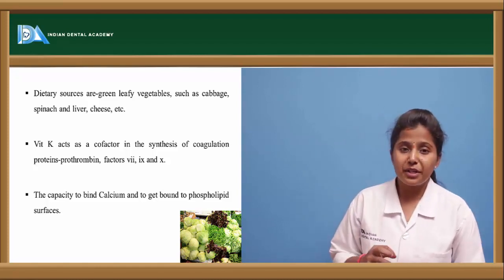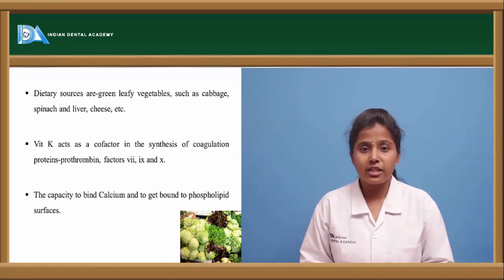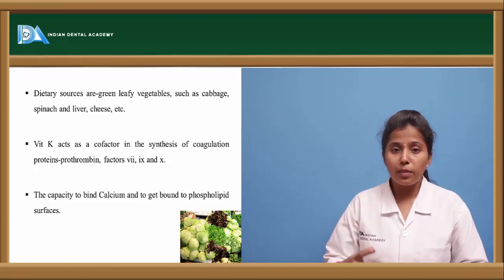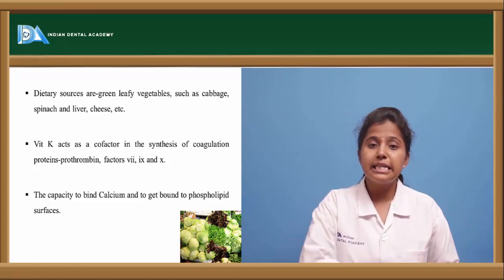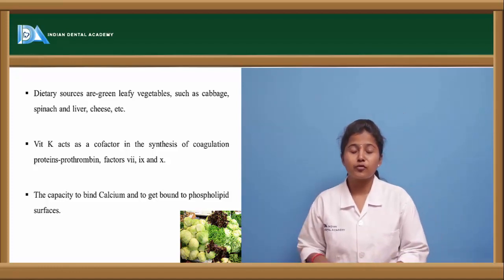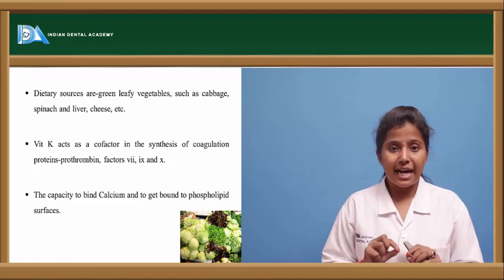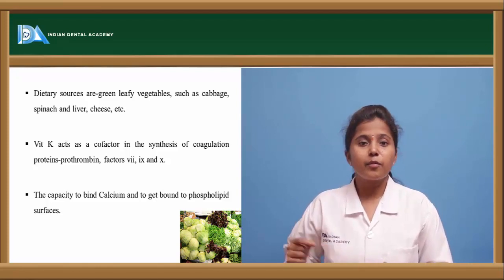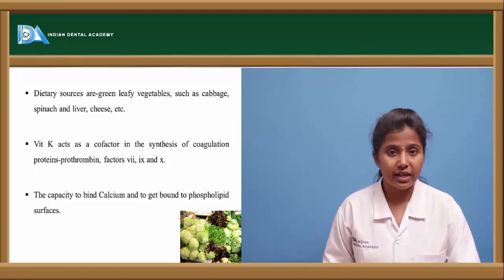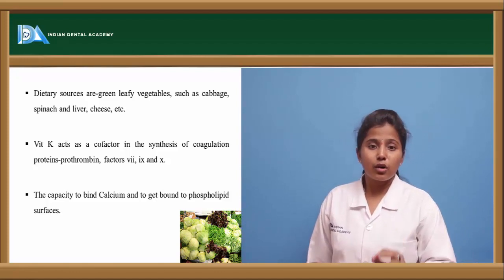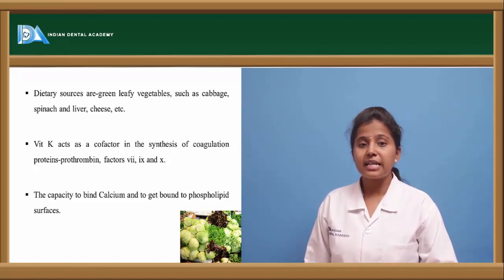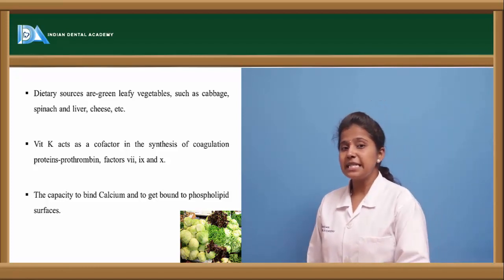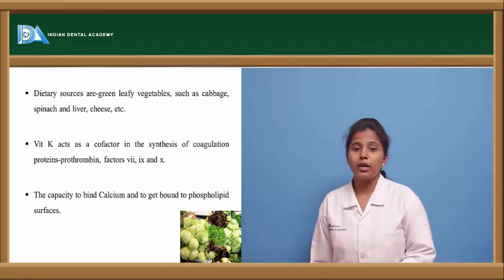It also has a special characteristic feature that it can bind to calcium, forming a complex with the calcium, which is easily transported through the phospholipid surface. Our cells have phospholipid membranes around them. This calcium is one of the clotting factors, as we have seen in the clotting factors list. Vitamin K has a special characteristic feature to bind to that calcium, whereby the calcium is easily transported into the cell, thereby forming a clot.